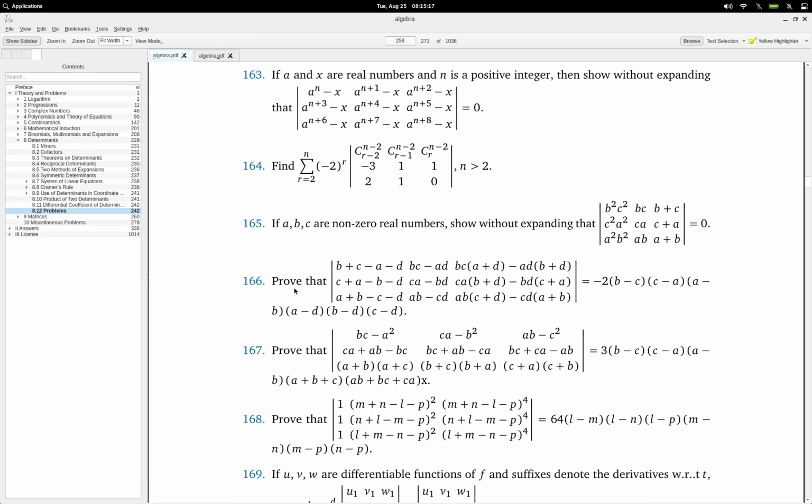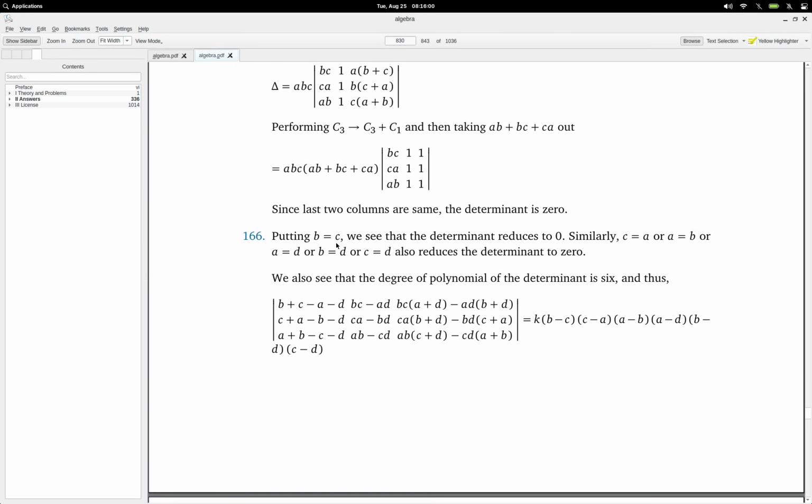Question 166 says that prove that the determinant B plus C minus A minus D, BC minus AD, BC times A plus D minus AD times B plus D, C plus A minus B minus D, CA minus BD, CA times B plus D minus BD times C plus A, plus B minus C minus D, AB minus CD, AB times C plus D minus CD times A plus B is equal to minus 2 times B minus C times C minus A times A minus B times A minus D times B minus D times C minus D.